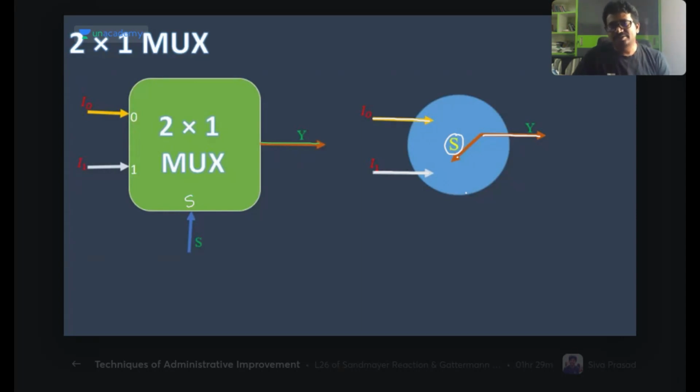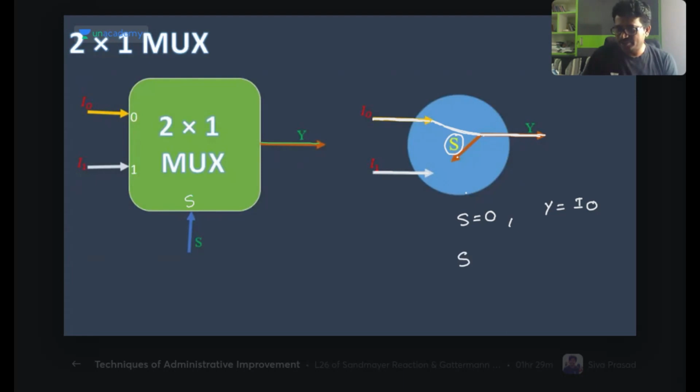That is the select line. For example, if they have given a select line value, if they mentioned it as 0, select line is 0, that means this path will be established here. This path is established. Then what output will we get now here? I naught. That means whatever the person is in this path, that data will be passed to this output.